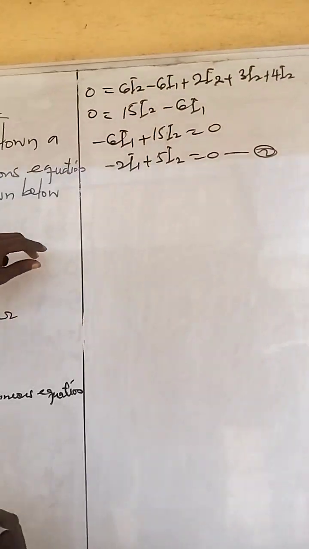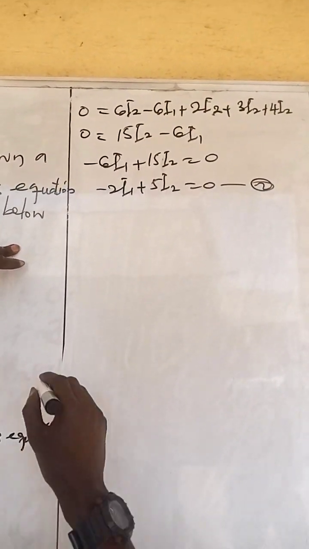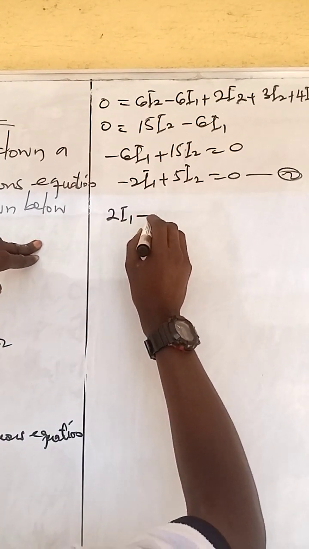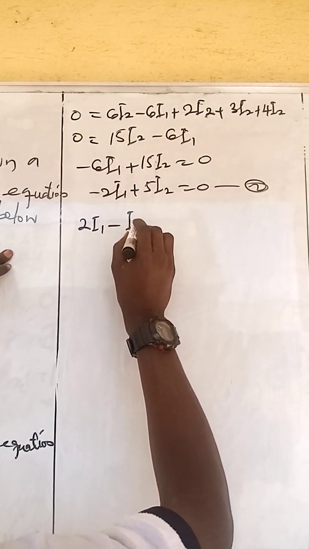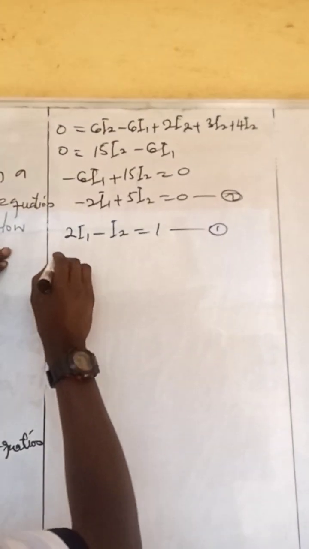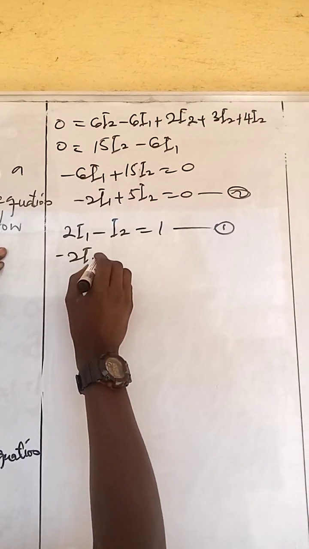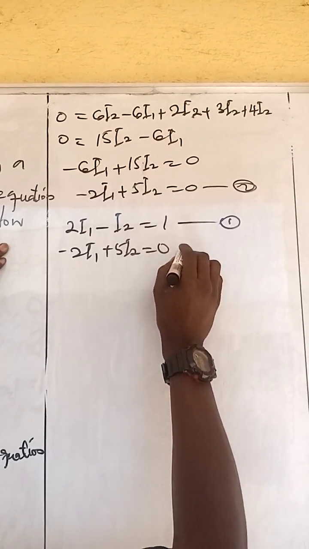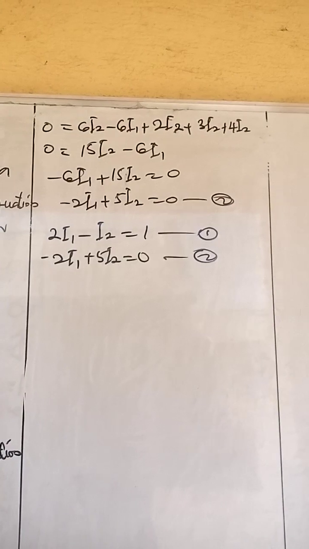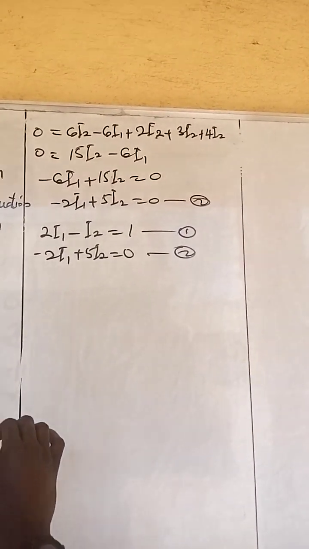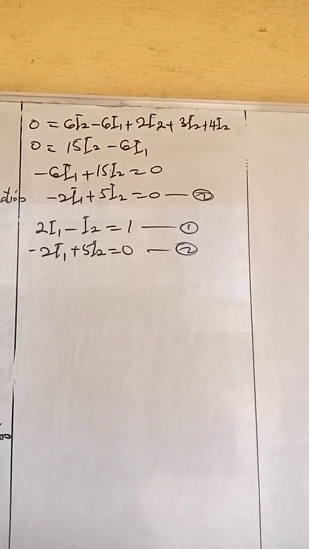So let's rewrite equation 1 and equation 2. Our equation 1 says that 2I1 minus I2 equals 1. Equation 1. And then our equation 2: minus 2I1 plus 5I2 equals 0. This is our equation 2. So we have resolved it into simultaneous equations. The next thing we are going to do is find the values of I1 and I2.